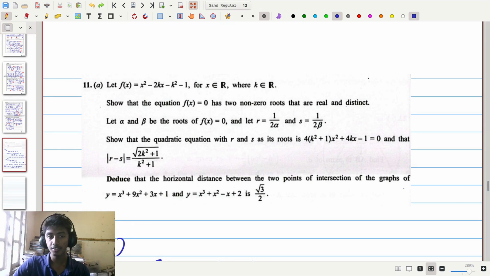So the next part of the question says, let alpha and beta be the roots of f of x equals 0, and given that, let r be equal to 1 over 2 alpha, s be equal to 1 over 2 beta, and given all of that, show that the quadratic equation with r and s as its roots is given by all of this.